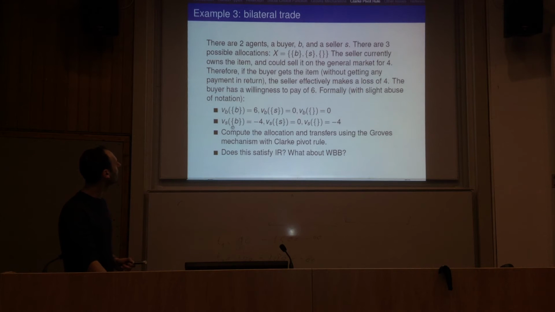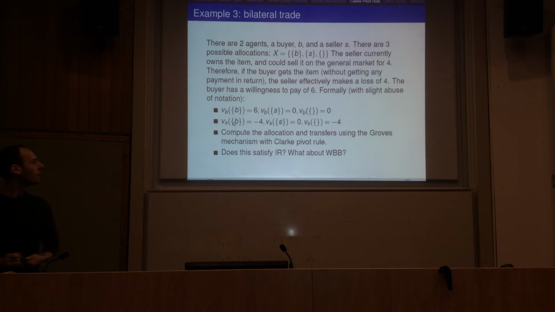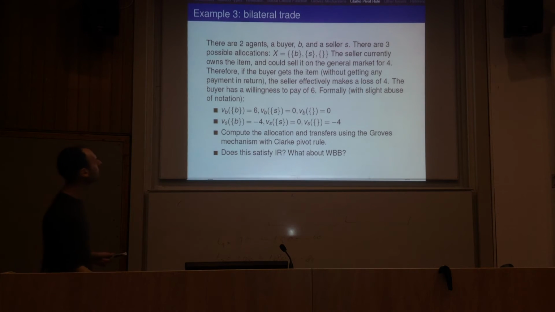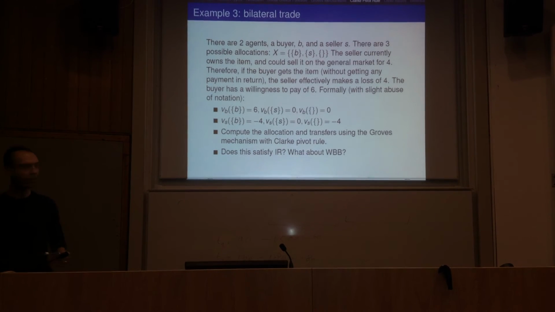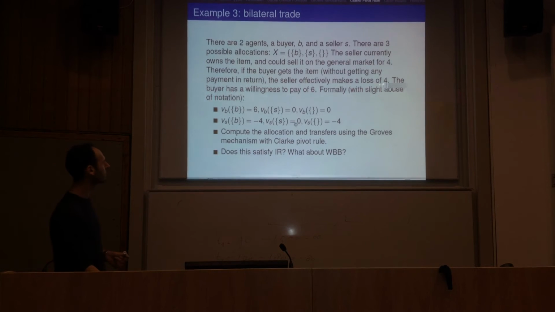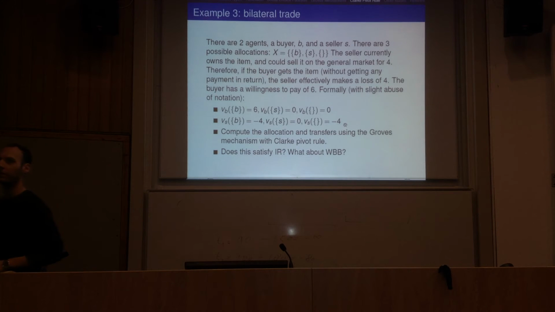Now, we have the same for the seller. If the buyer gets the item, he's making a loss of 4 because he could have gotten 4 on a different market. So if the buyer gets the item, the seller has utility of -4. If the seller keeps the item, he's going to sell it on a different market and break even, so his utility is 0. And if it gets thrown away, then it's again -4.